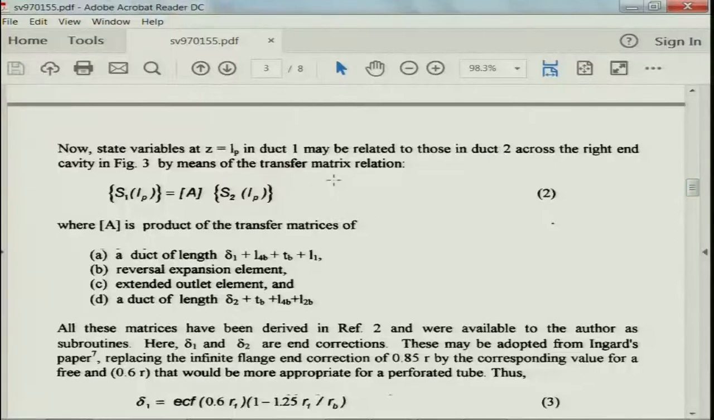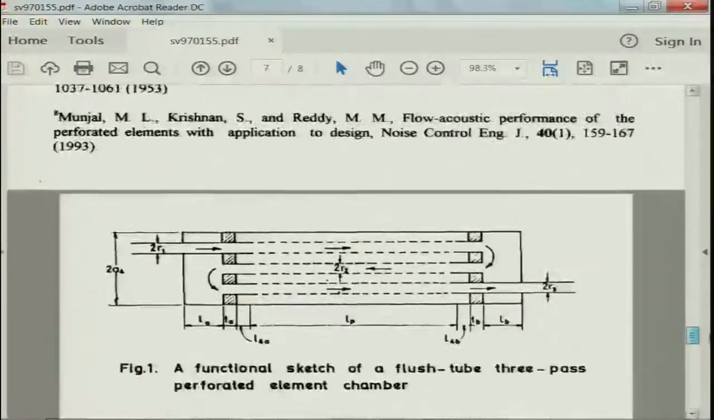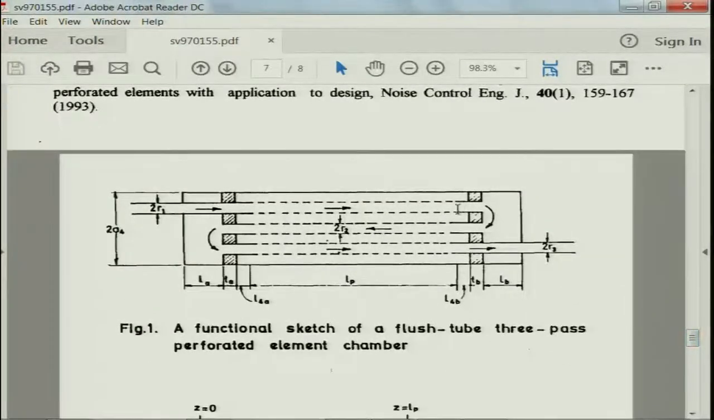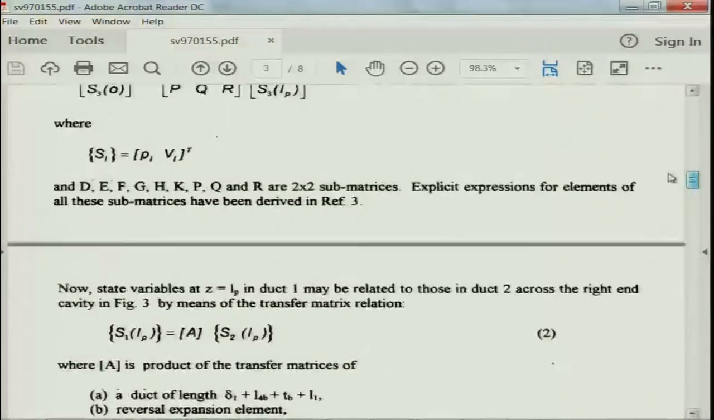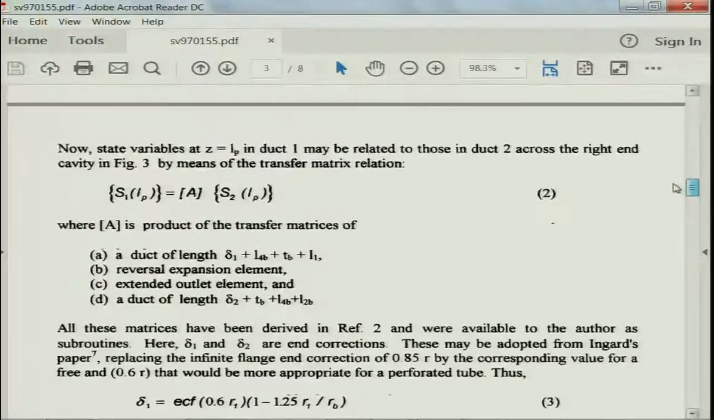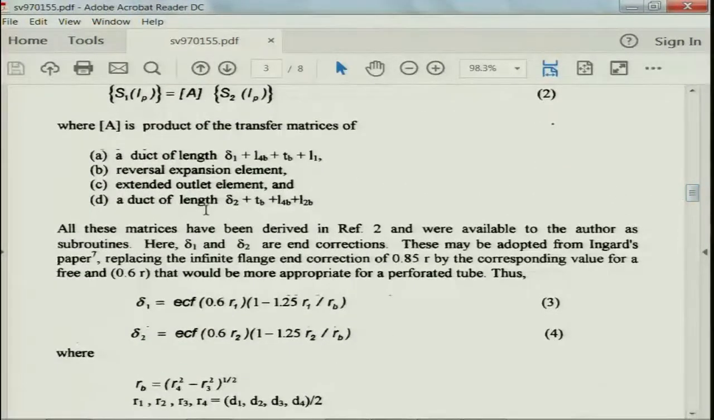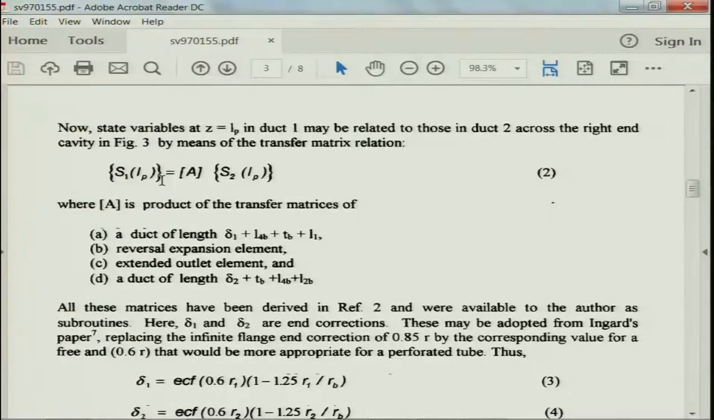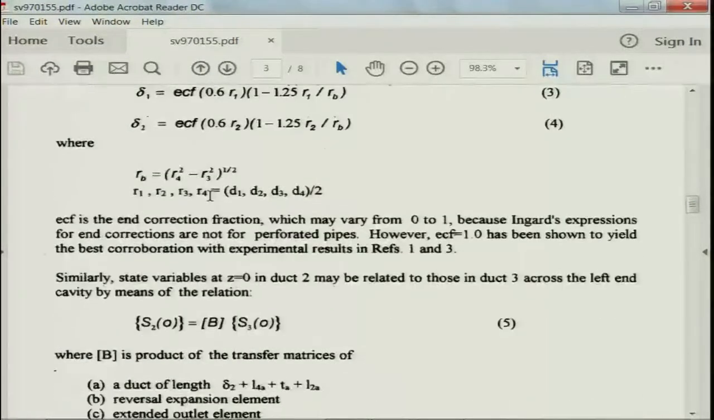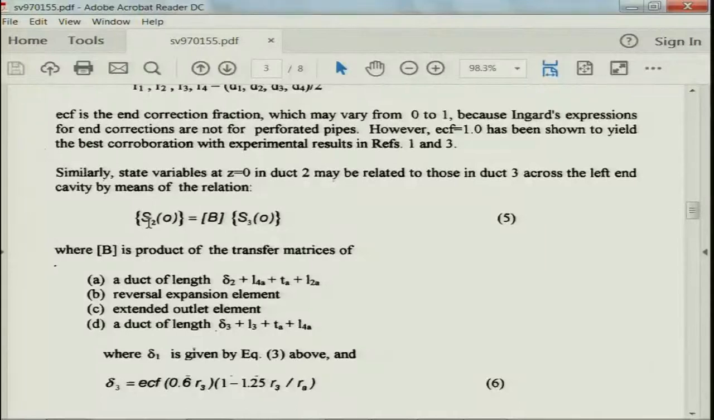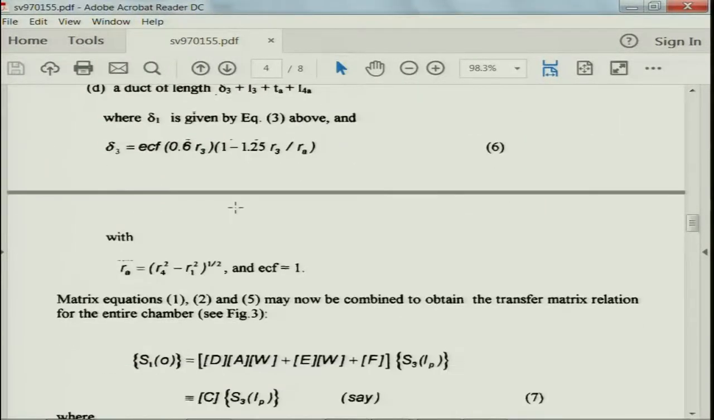The state variables at ZP in duct 1 may be related to those in duct 2 to the right end cavity, that is in figure 3. Right end cavity means what? This one. So between this point and this point, incorporating the tubular elements, and there are some end corrections also in the length of the pipe, which is okay. So you get this relation, and then you get a relation for the left end cavity like this with certain end correction lengths, all those things are there.